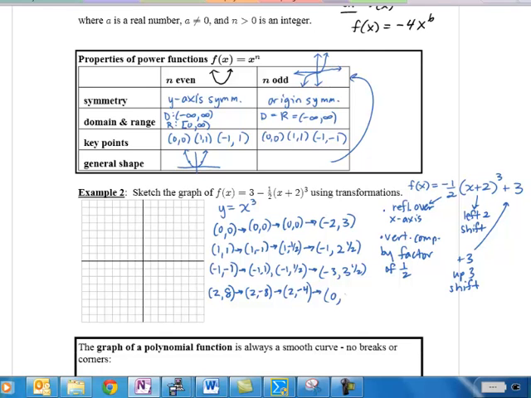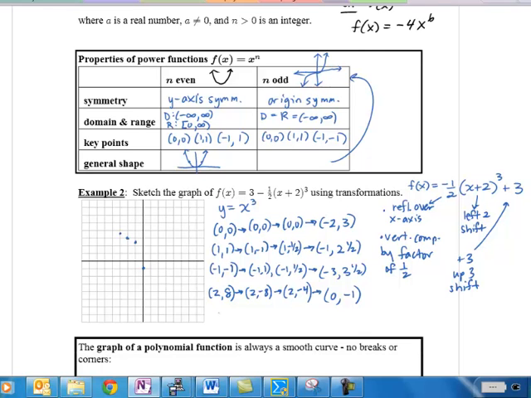Up 3 is -1. So my points should be -2, 3, -1, 2.5, -3, 3.5, and 0, -1.